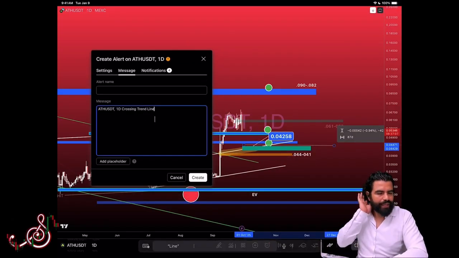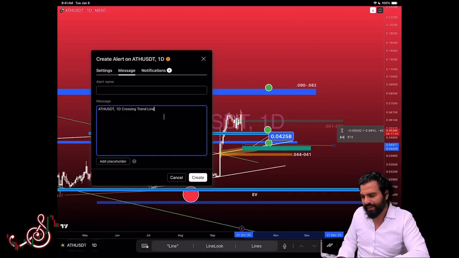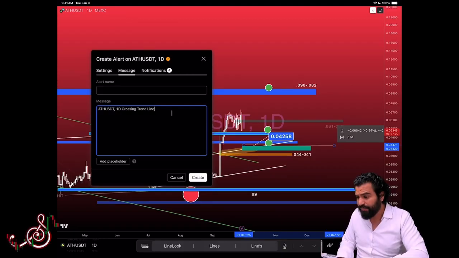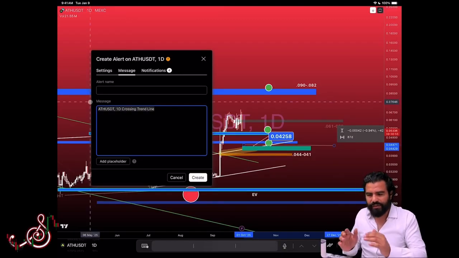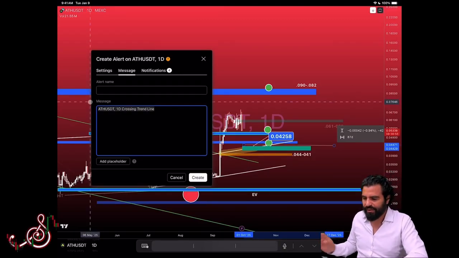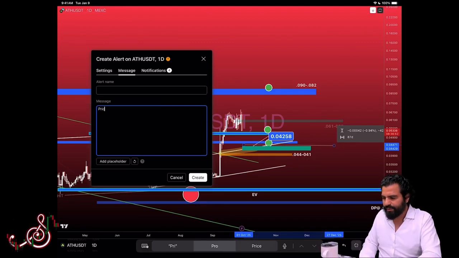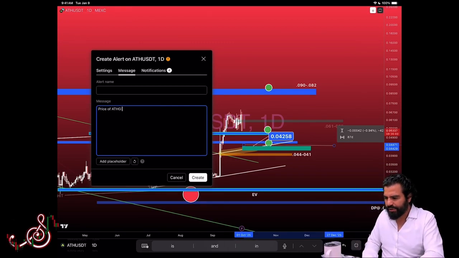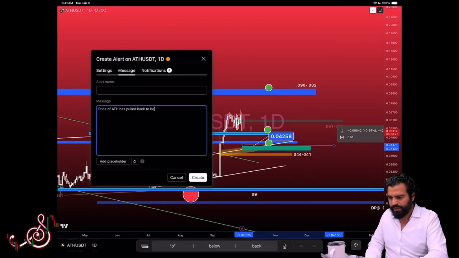Just like XRP, I'm expecting XRP to go lower, so I reduced my position about 50% in my portfolio just to get that lower number, but you don't want to be out for too long. Price of ATH has pulled back to better supports. Look for entries.